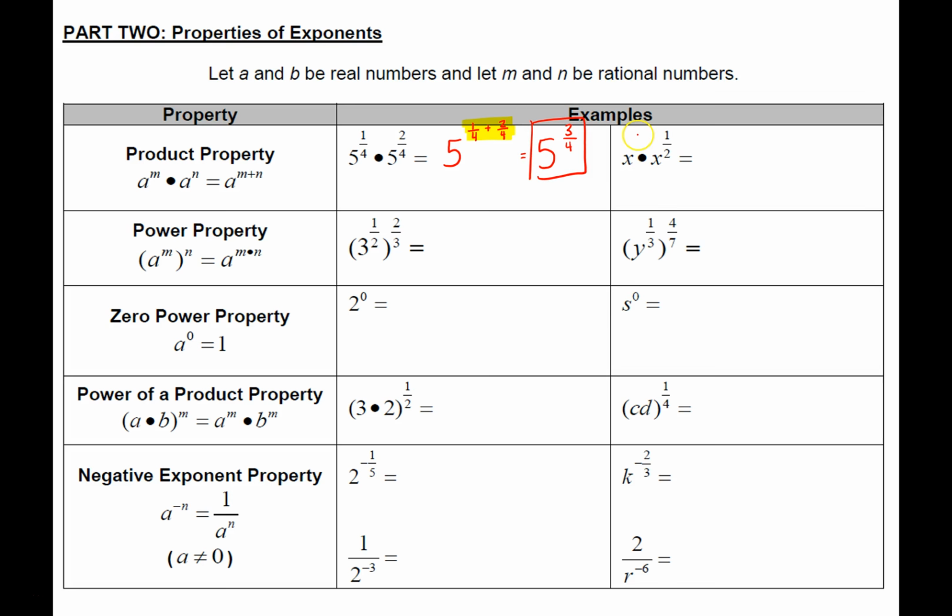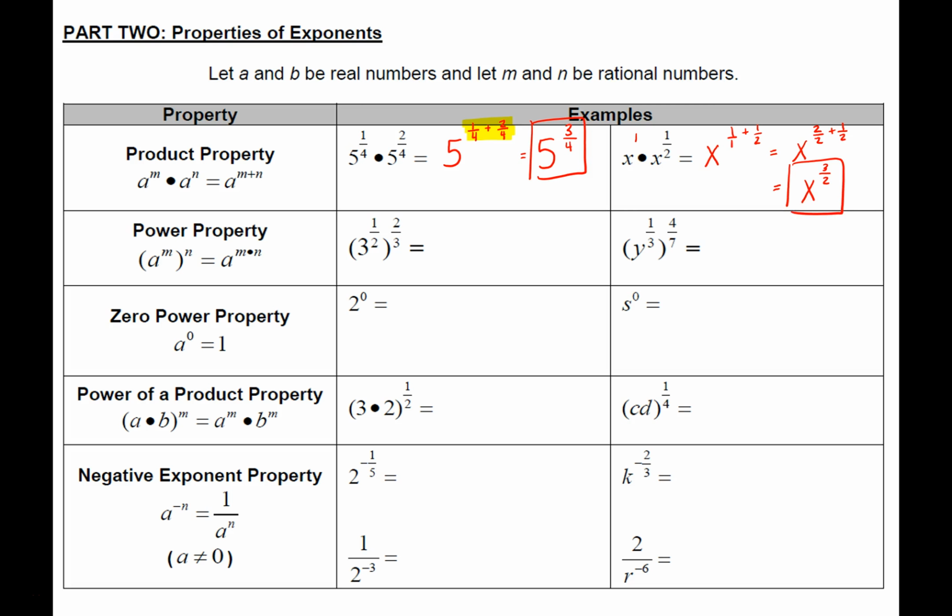Now in the second one, I have x to the first power plus 1/2. And I do need to get common denominators here because 1 is the same thing as 1 over 1. My common denominator, my least common denominator, is going to be a 2. So I'm going to have 2 over 2 plus 1 over 2. And that gives me x to the 3 over 2. And we're going to stop there for now.